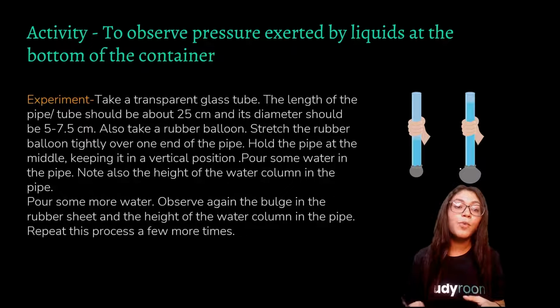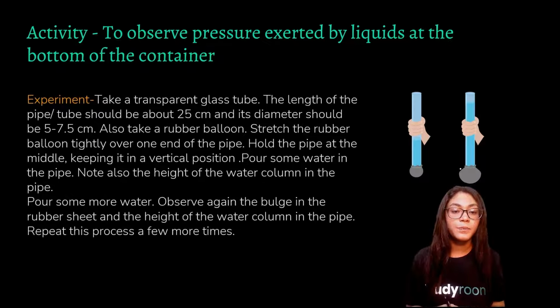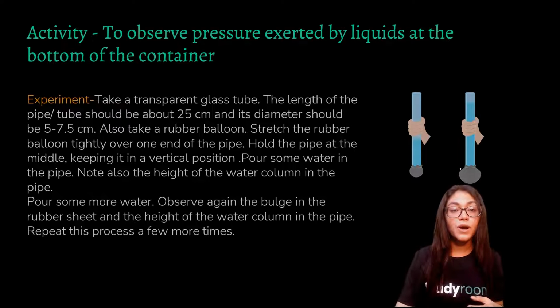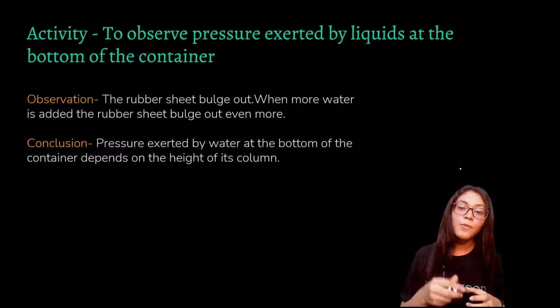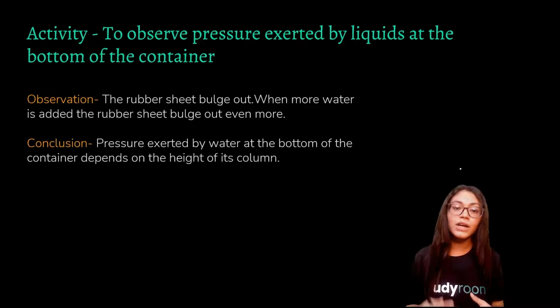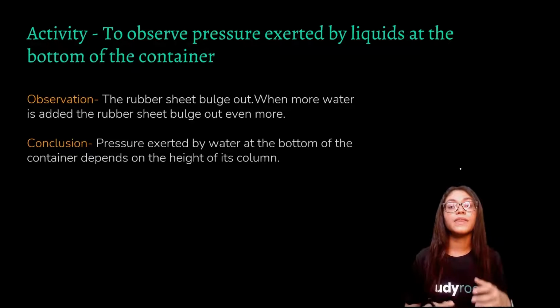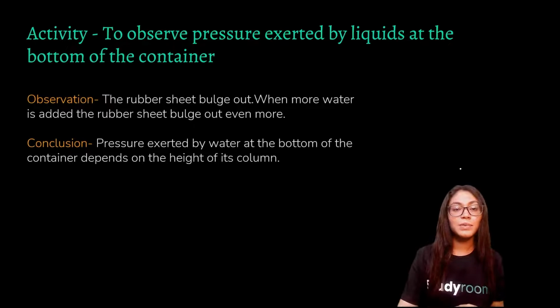Now we pour some more water. Observe again the bulge in the rubber sheet. We observe the bulge in the rubber sheet goes on increasing with the height of the water column in the pipe. Now again and again we repeat this process. In this experiment, what we observe is that the rubber sheet bulges out when some water is added and it bulges out even more when more water is added. So by that we can conclude that pressure exerted by water at the bottom of the container depends upon the height of the column. Simple enough.